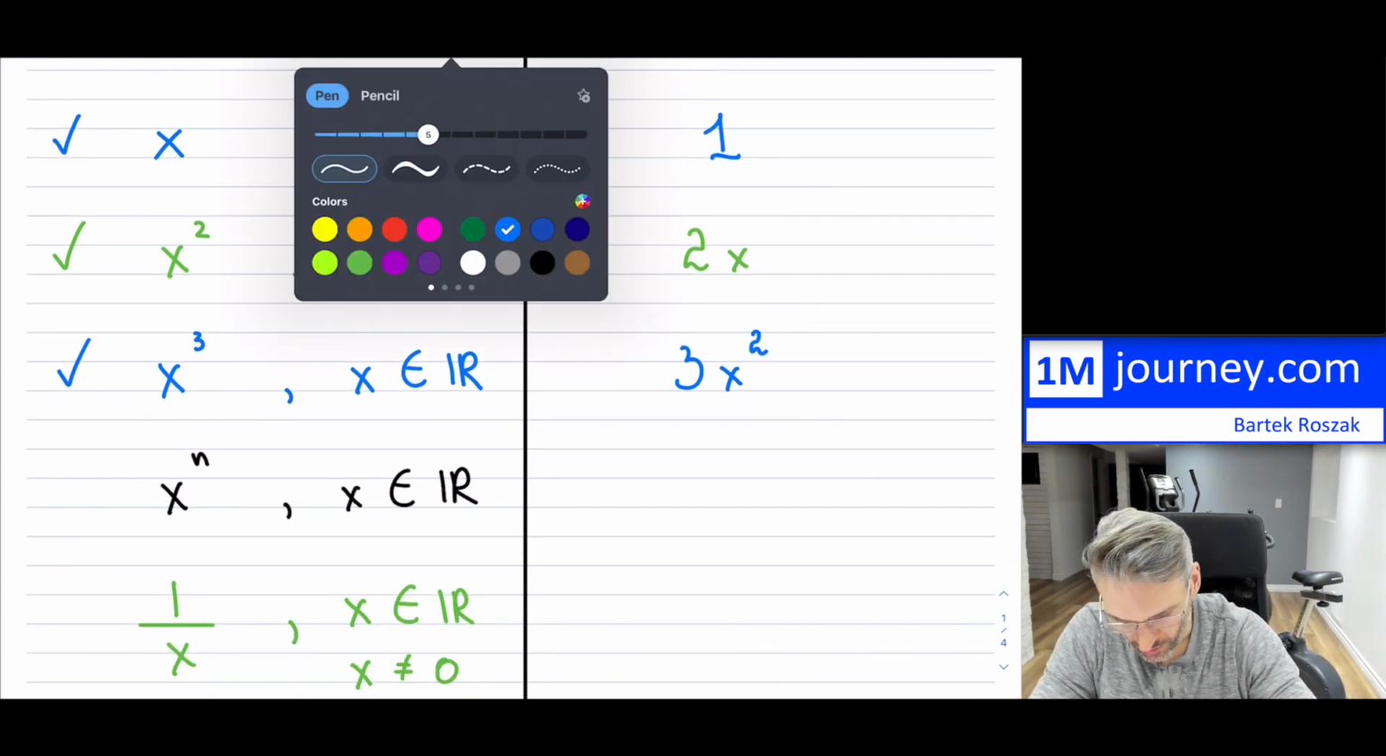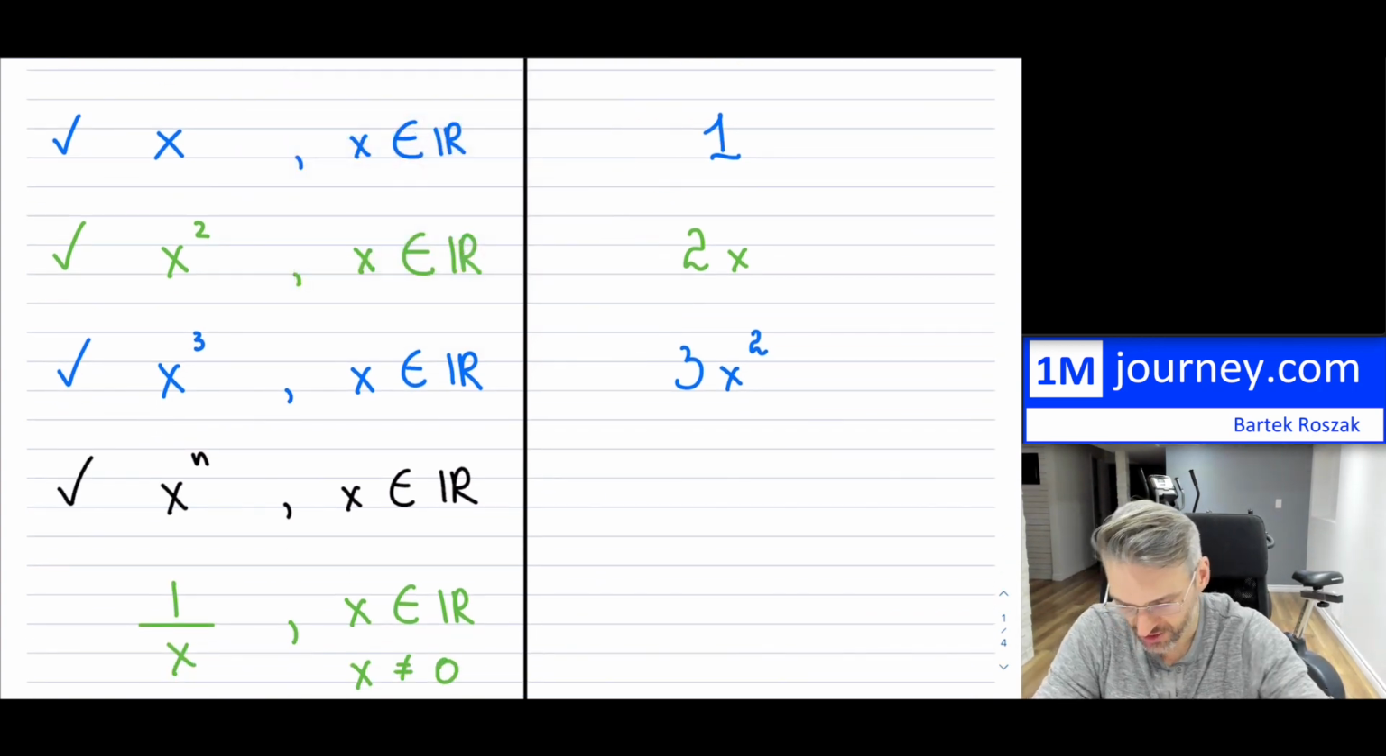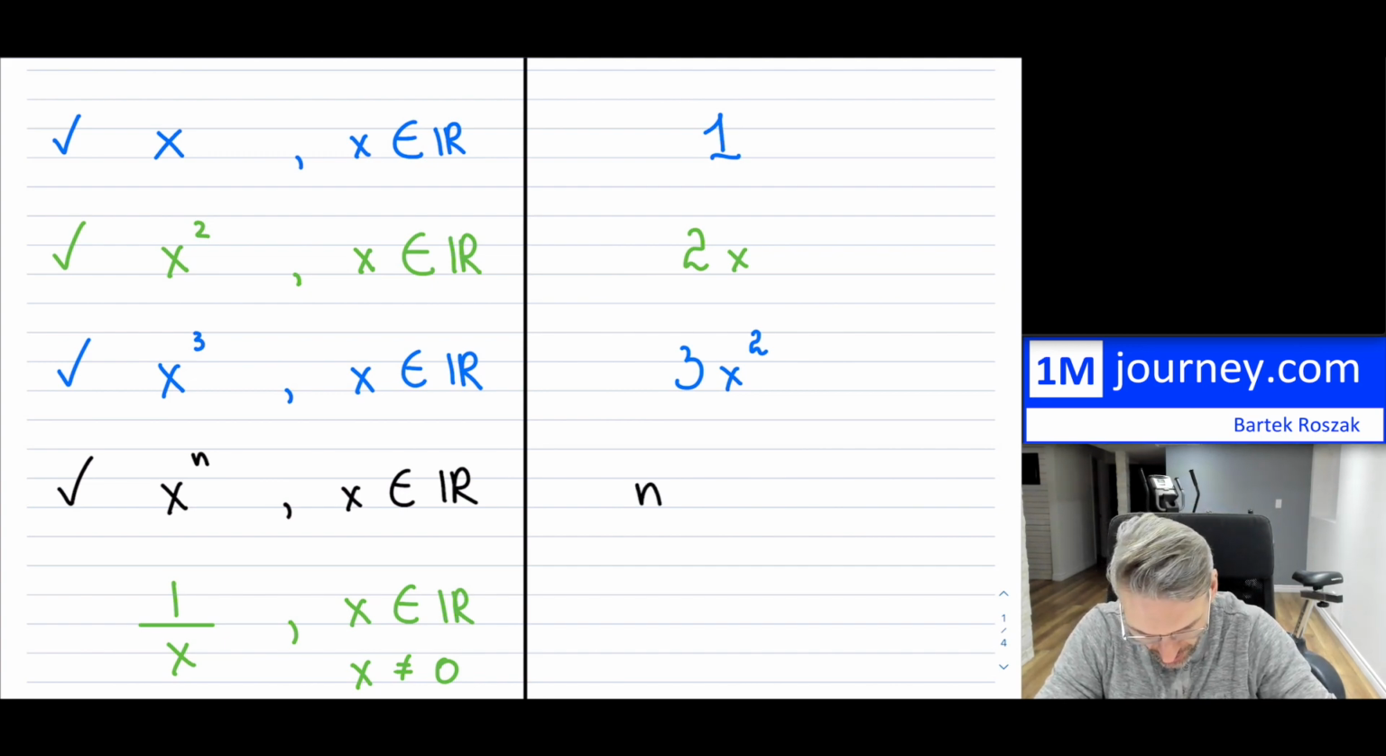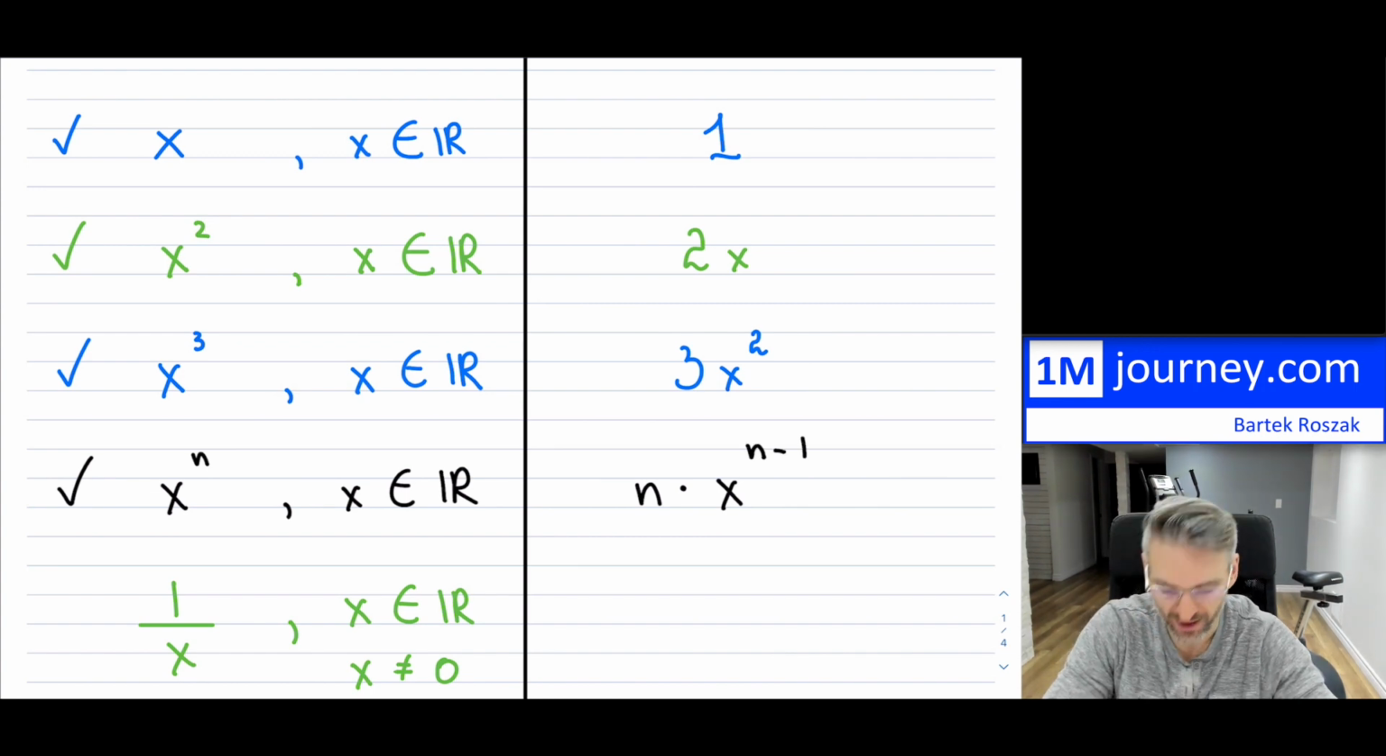Your next one, which is your power function, x to the n. With this one, you always drop your n to the front, you multiply it by x, and then you take the exponent and you subtract 1 from that. So that's what you have with respect to this derivative.